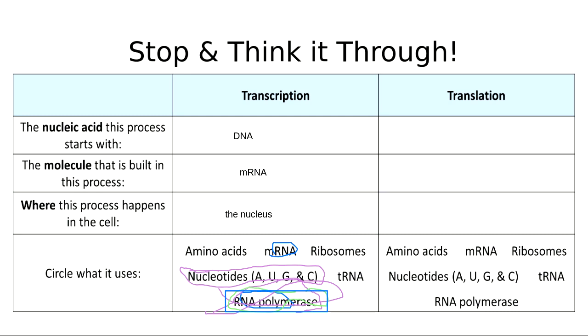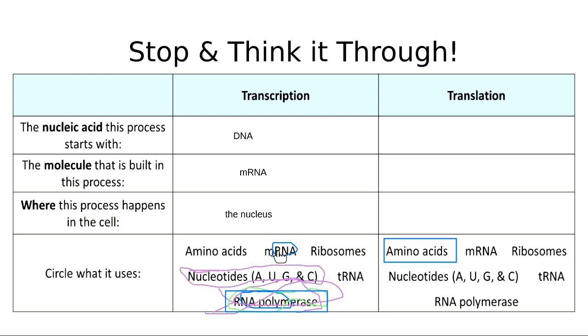So we'll go ahead and add a box around those ones to start. I use amino acids in translation because in translation we're going to end up with a protein. In transcription, we start with DNA, we build RNA or mRNA. So we're going to use mRNA in this process because I build it. To build my mRNA, I use the nucleotides A, U, G, and C. They help me to build mRNA.